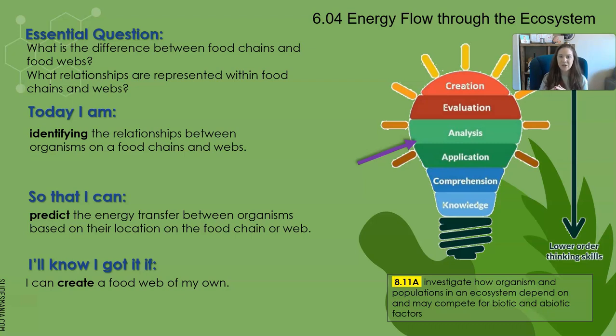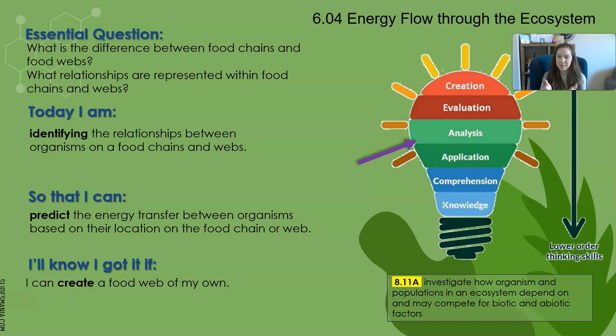So today's questions are, what is the difference between a food chain and a food web? And then what relationships are represented within these two things, food chains and food webs? When we talk about relationships, what we mean is how does one organism interact with another? What's the relationship between those two things?